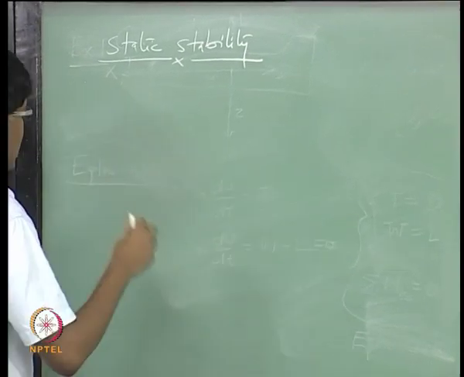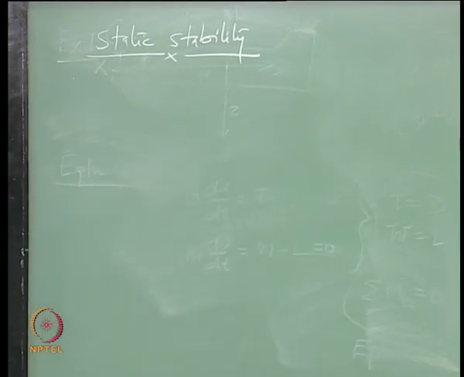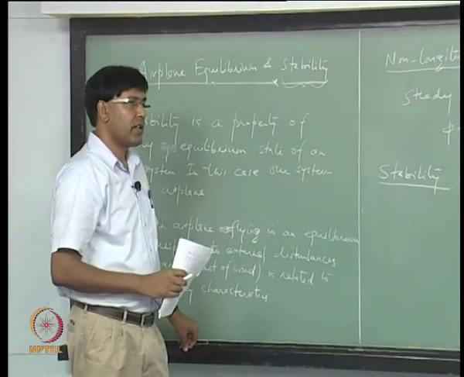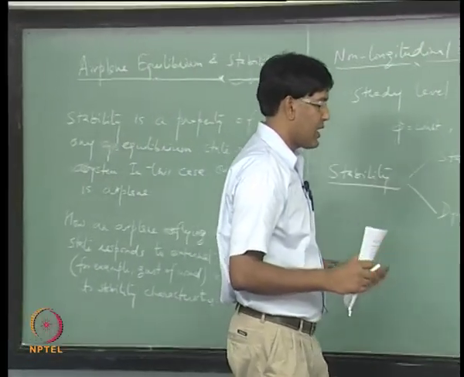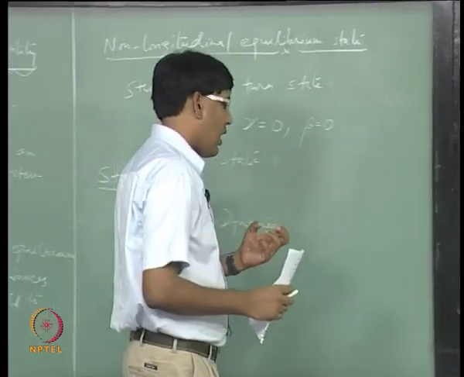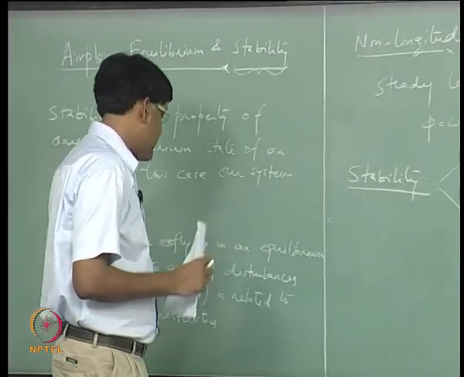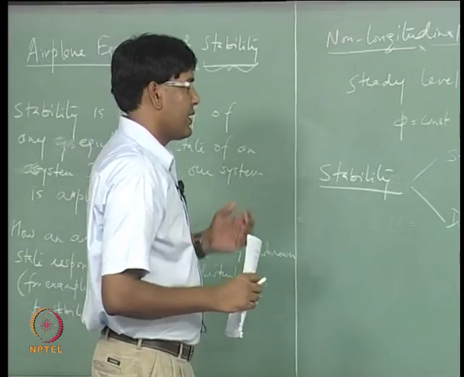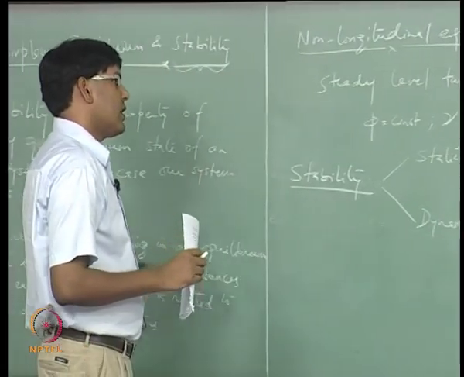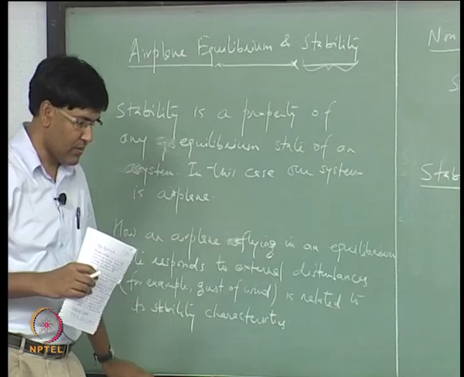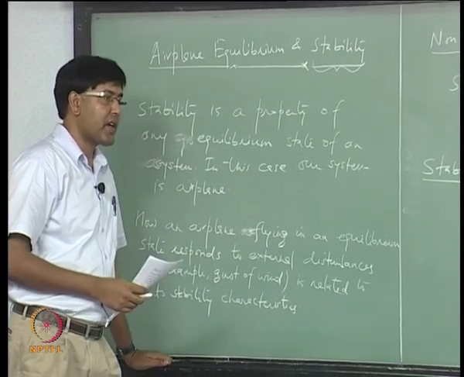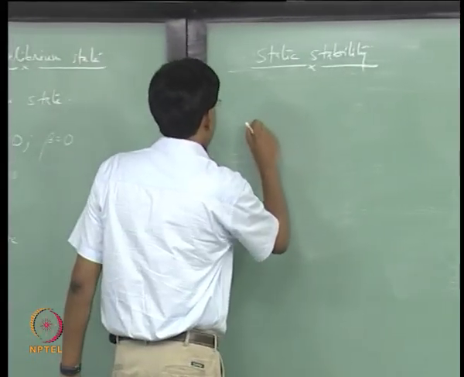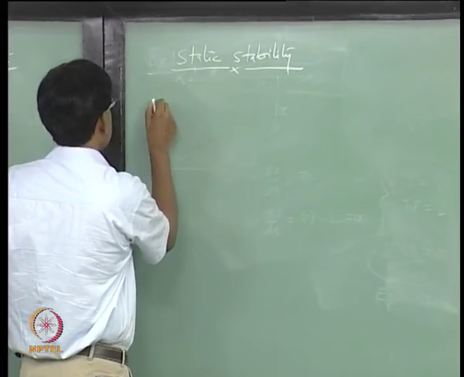So, let us look at what I said in the beginning was that stability is a property of an equilibrium state, right. So, we have to look at first an equilibrium state and see how a system, when disturbed from equilibrium state, responds to the disturbance. So, the stability refers to the system's property to come back to its original equilibrium state when it is disturbed from there.